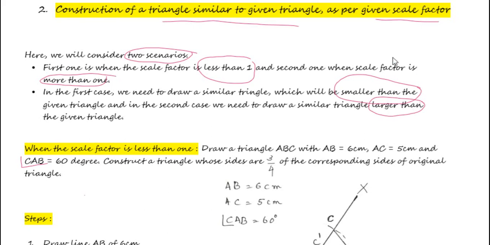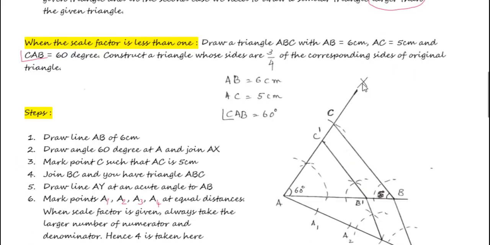Let us take the first scenario, that is the scale factor is less than 1. Let us take an example. Draw a triangle ABC with AB equal to 6 centimeters, AC equal to 5 centimeter and angle CAB equal to 60 degree. First construct this triangle and then construct a similar triangle whose sides are 3/4 of the corresponding sides of the original triangle. So first you need to construct the triangle ABC.